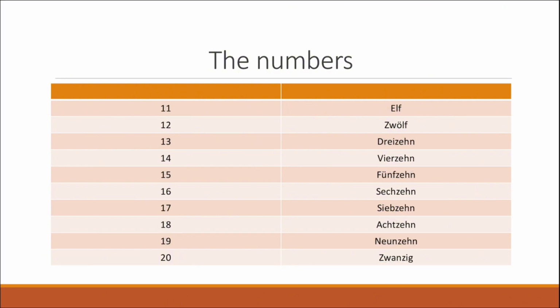Now we can say the numbers from 11 to 20: 11, 12, 13, 14, 15, 16, 17, 18, 19, 20. And here you can see something very peculiar: the numbers from 13 to 19, as in English, are basically built out of two components.